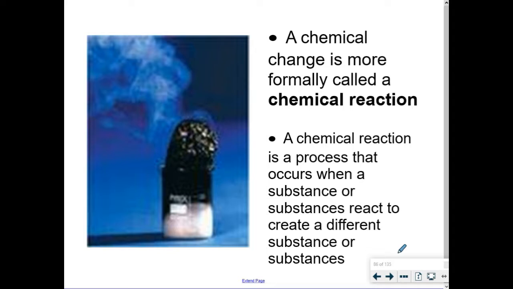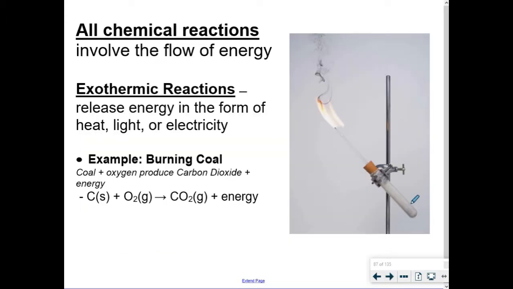We either call it a physical change or a chemical reaction. Does that make sense how we're going to use the vocabulary? Chemical reaction is the proper term. And it's basically when a substance reacts and creates something, keyword here, different. Okay? I think we know that concept, though. That's not new to us.